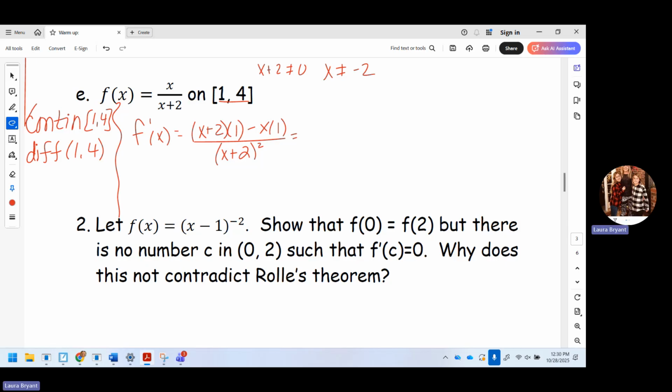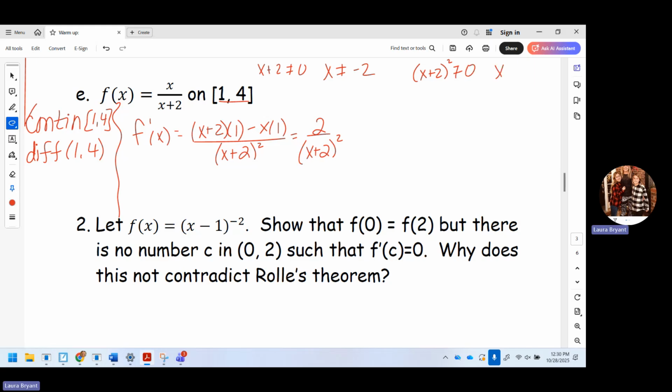And then at top, my x's are going to cancel, so I have 2 over x plus 2 squared. So now I'm looking at the derivative and I ask myself the same question. So I have a fraction, a square root, or a logarithm. And in this case, I still have a fraction. So I take the denominator of my fraction and I say that that can't be 0.